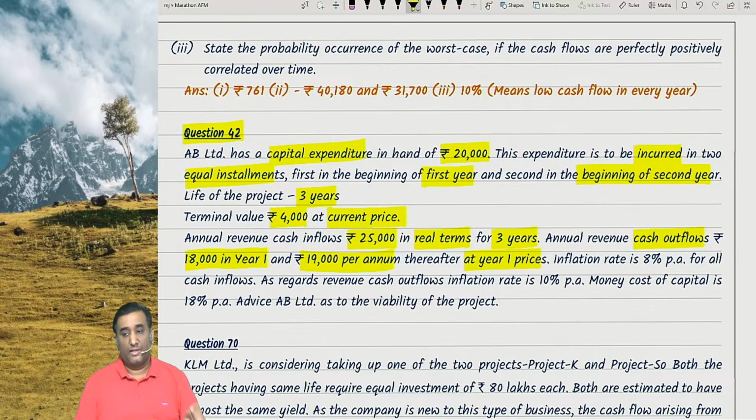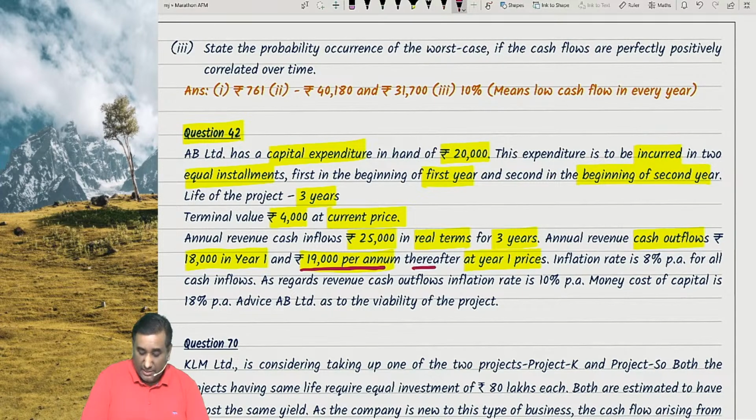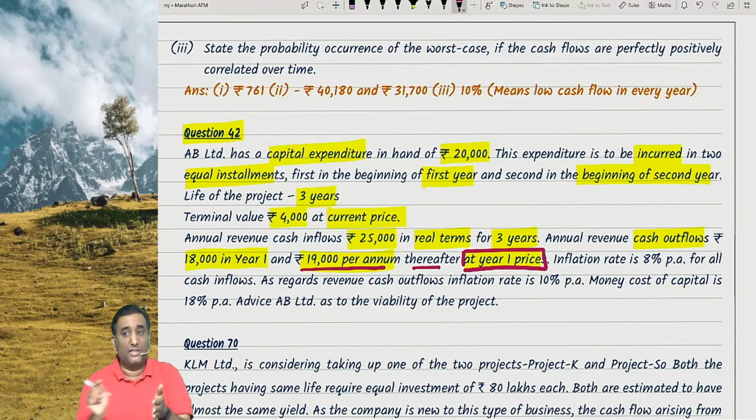Sir, now what does it mean? That means 25,000 rupees revenue was 0 period. If you have to move it 1 year, you have to add 1 year inflation. If you have to move 2 years, add 2 years inflation. If you have to move 3 years, add 3 years inflation. Cash outflow 18,000 in year 1. That means already included how many years inflation? 1 year. 19,000 per annum. Look at this word: 19,000 per annum thereafter at year 1 prices. It means 19,000 is the expenditure of second and third year, but it is standing at year 1. It means if I have to shift to second and third, you have to add inflation of 1 year and 2 years.